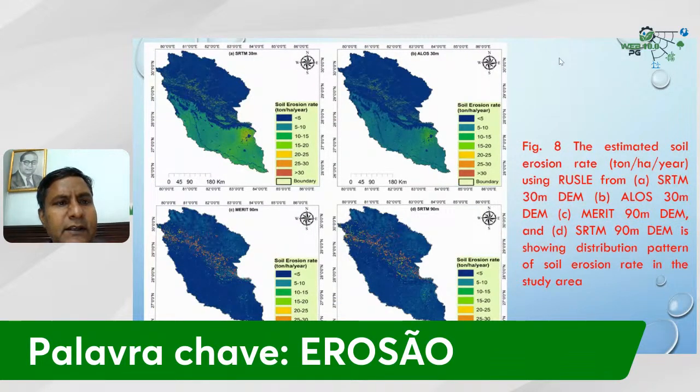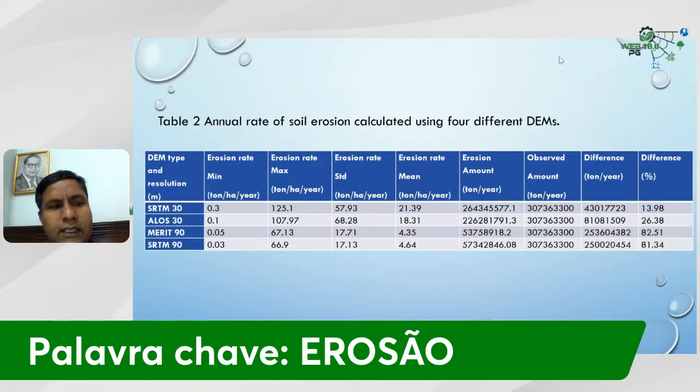So when we are considering the SRTM 30 meter DEM, we have estimated the soil erosion rate, in tons per hectare per year, from different parts. And when considering ALOS, we have different units. When we are considering the MERIT 90 meter and the SRTM 90 meter, here there is a table which shows SRTM 30 meter, ALOS 30 meter, MERIT 90 meter, and SRTM 90 meter.